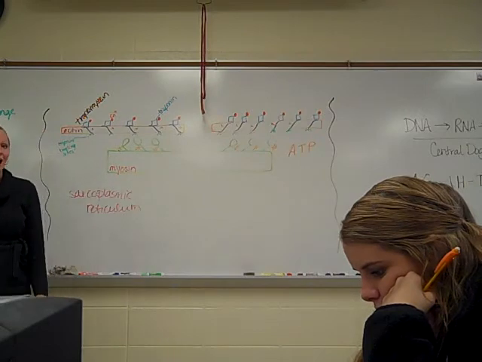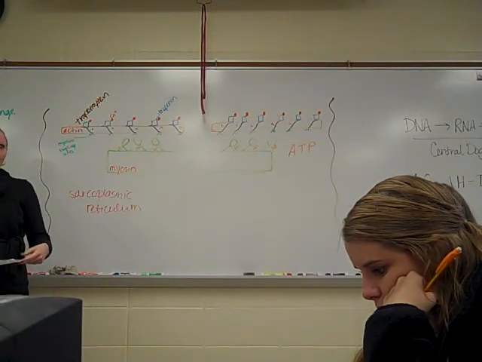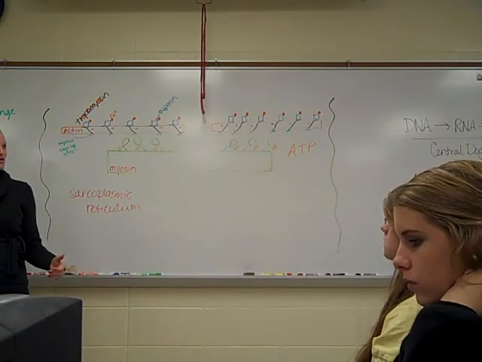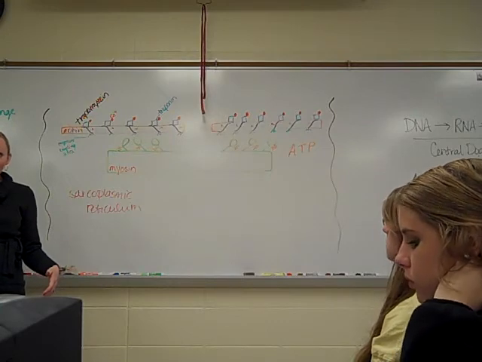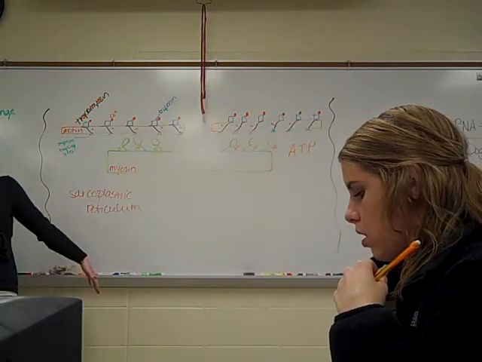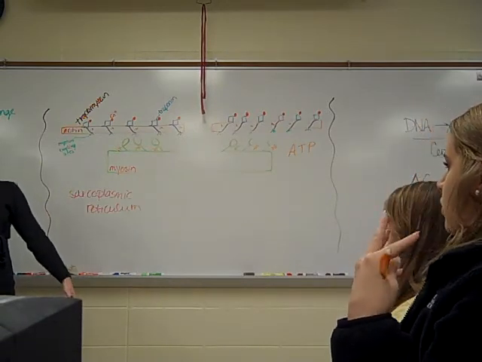What happens when you die? Rigor mortis. He talked about this in the video. If you're dead, do you have enough ATP to relax your muscles? No. That's why you get rigor mortis. Your muscles that had previously been contracted can't relax, and so your muscles stay firm.